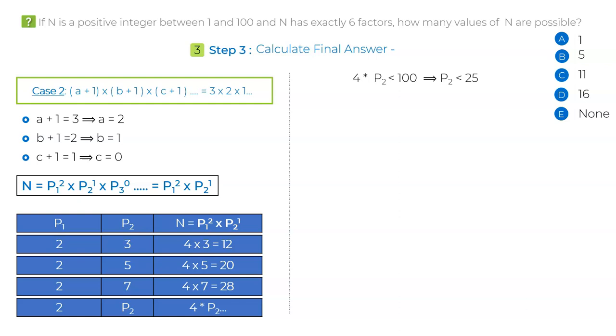And see, I did not write down all values. Once I know my prime number should be less than 25, I know p2 can take these values: 3, 5, 7, 11, 13, 17, 19, 23. Total 8 values.